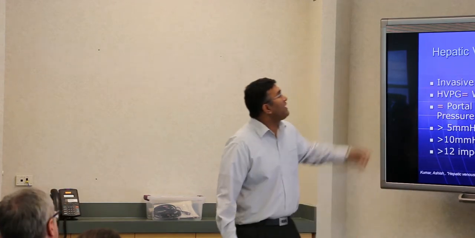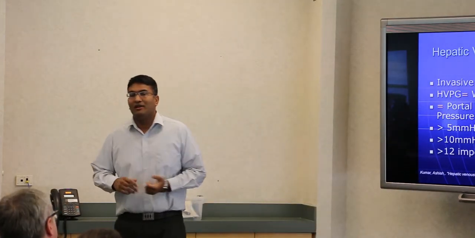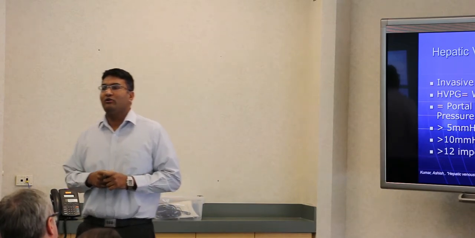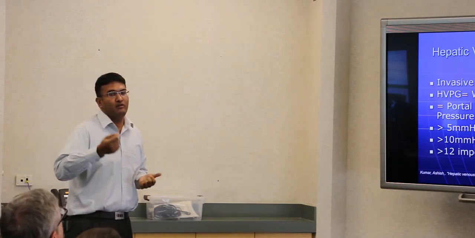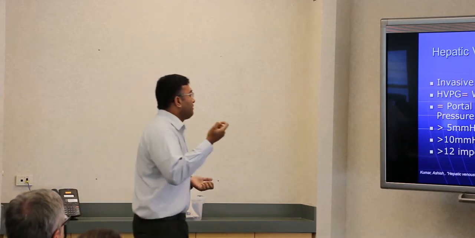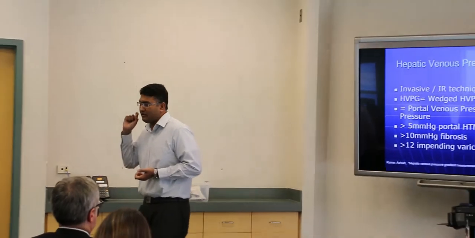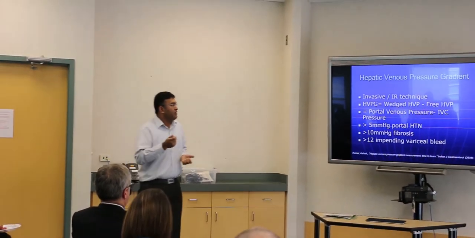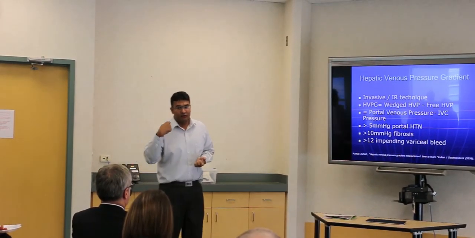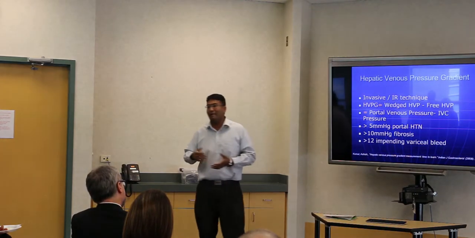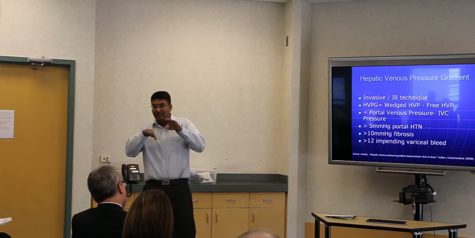Now, coming to the hepatic venous pressure gradient. This is a way by which we can assess if there is fibrosis going on in the liver. How this functions is that you have a wedge hepatic venous pressure, which is measured by wedging a balloon catheter tip into one of the sinusoids. Along with that, for comparison, the free hepatic venous pressure is measured.